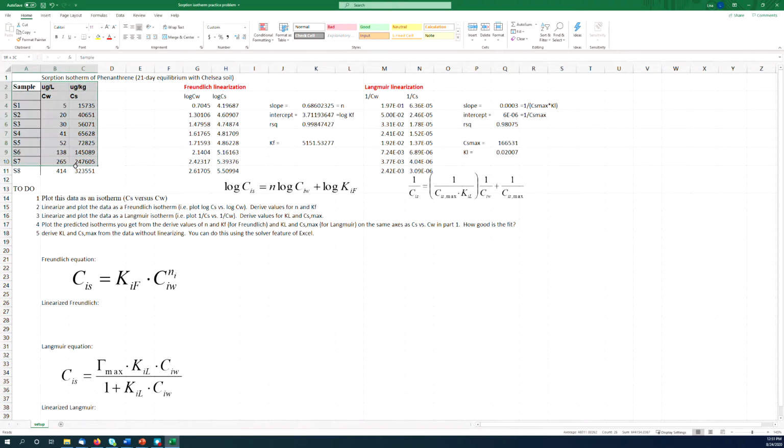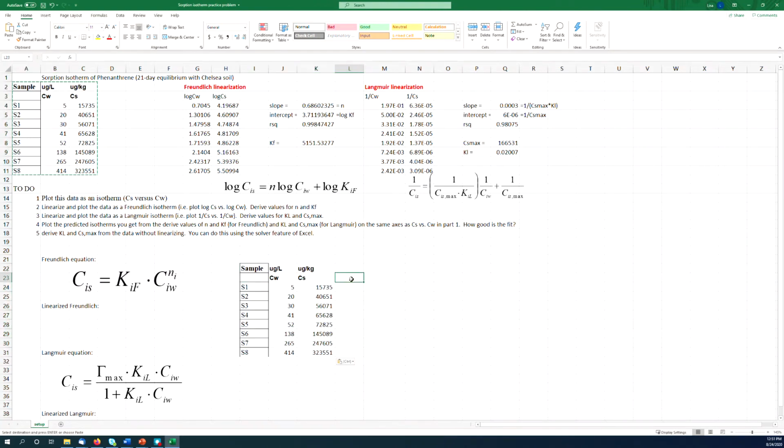All right, so let's take our data and move it down here. The first thing you want to do is, here's the concentration in the aqueous phase, and here's your concentration in the sorbed phase. What I want to do is calculate a concentration in the sorbed phase that's predicted by my model, which I'm going to call CS predicted. If I'm doing the Freundlich equation, then I have two parameters here, N and KF. Let's just use the values up here. KF is about 5,000, and N is about 0.7. That's a good place to start.